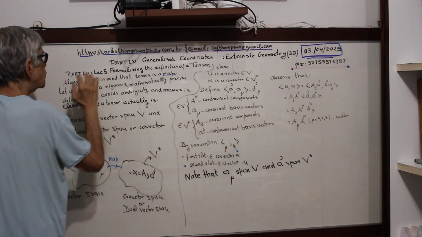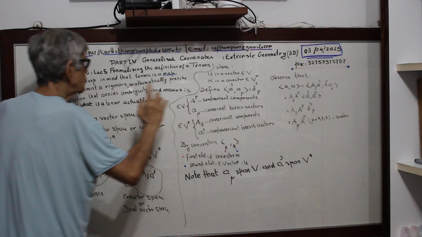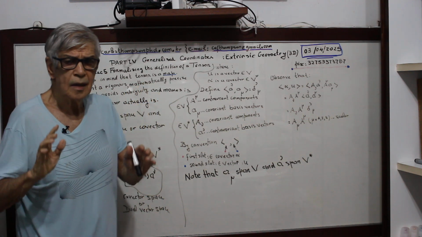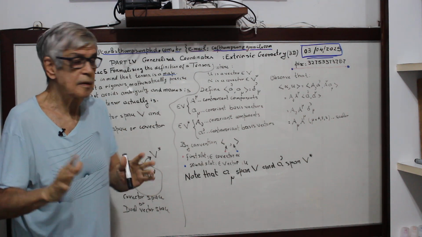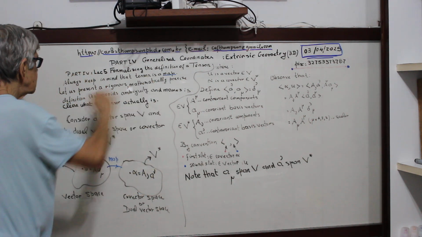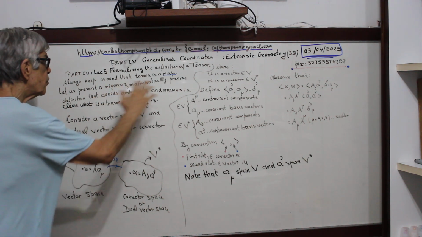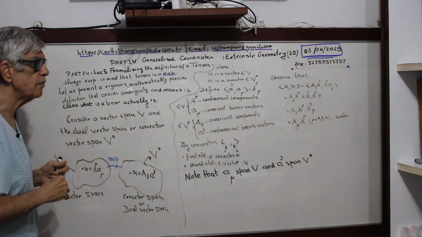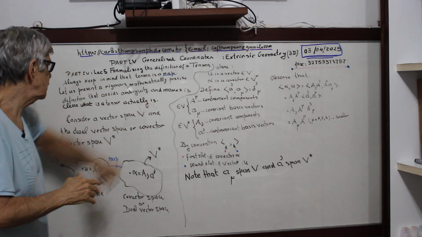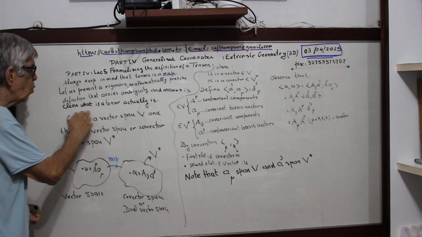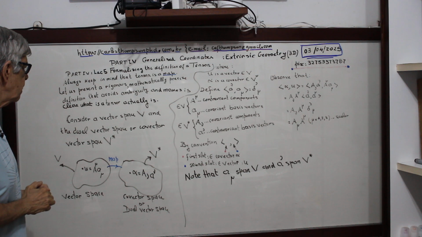Part 4, Lecture 5, Formalizing the definition of a tensor. Okay? Always keep in mind that tensor is a map. Tensor is a map. See? Let us present a rigorous, mathematically precise definition that avoids ambiguity and makes it clear what a tensor actually is.